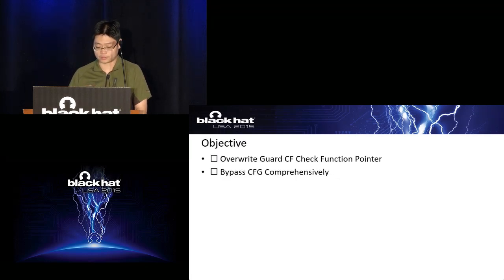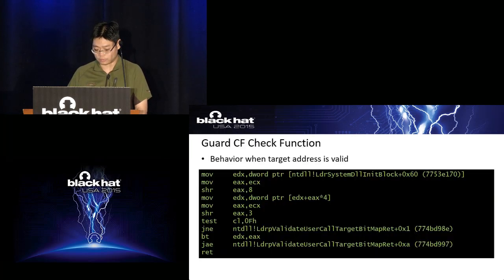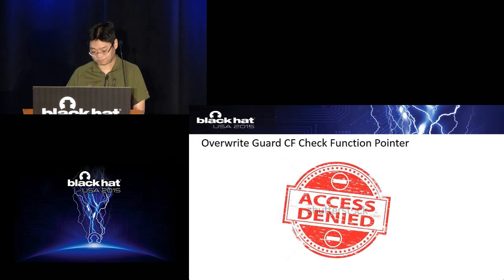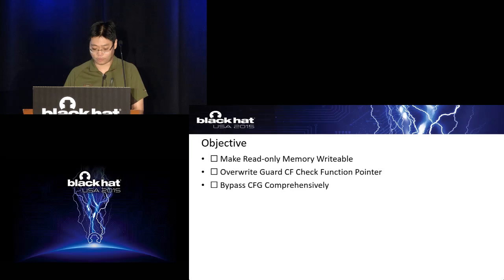So if we overwrite the guard check function pointer and point it to a single return, any address it tests will be valid, and we can overwrite the indirect call with any address as before. So this is our new objective, to overwrite the guard check function pointer. But there is a big problem. The function pointer is read-only, so that's denied. So we have a new objective: to make the read-only memory writable. That's the magic here.